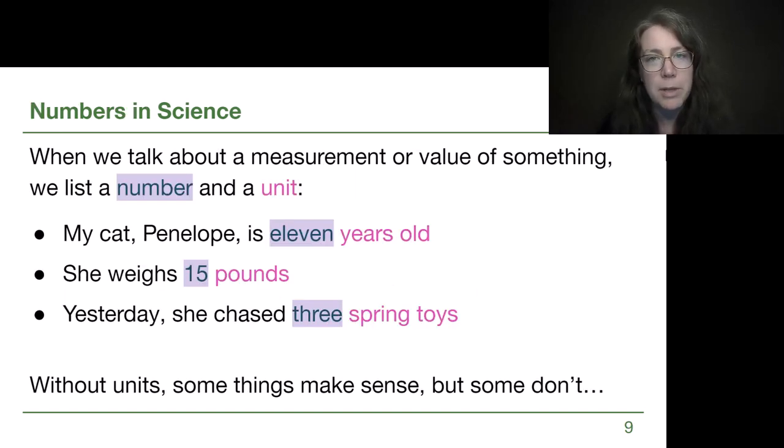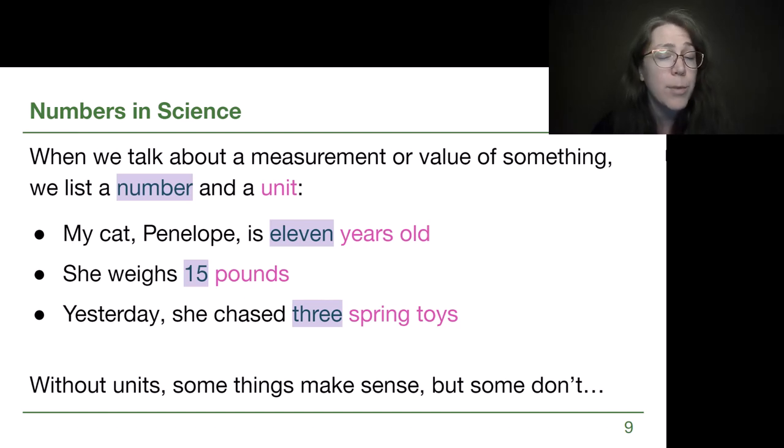So here's a couple of examples. When we talk about a measurement or a value of something, we want to make sure we have a number to describe the measurement and a unit to give it context. So here's some examples. My cat Penelope is 11 years old. 11 is the number, years is the unit. She weighs 15 pounds. 15 is the number and pounds is the unit. And yesterday she chased 3 spring toys. 3 is the number, and spring toys, although it might not be a standard scientific unit, is the unit.